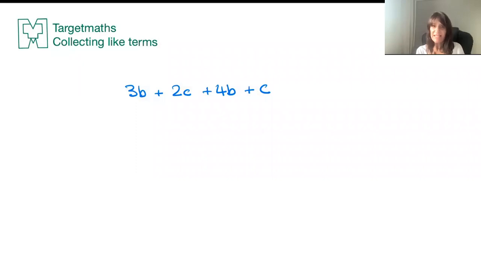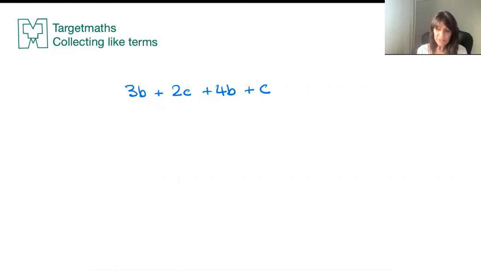Collecting like terms is a topic where we are kind of grouping different letters. So I always think of them like they're in their gangs. You've got the B gang and the C gang, and they can't go together. So we can add to them and we can take from them, but that's all we can really do with them. So they're an expression that we basically tidy up.